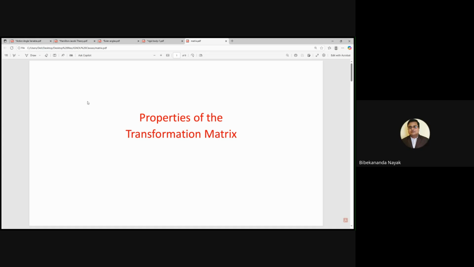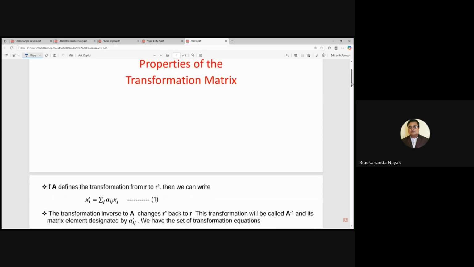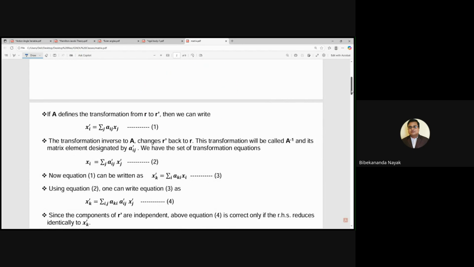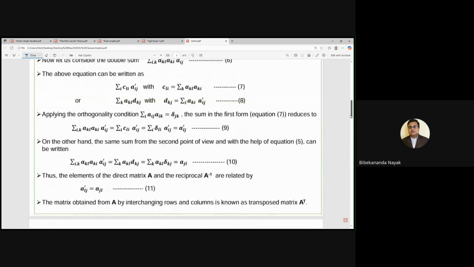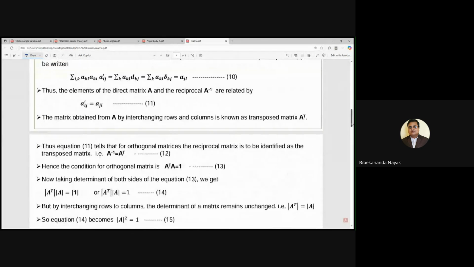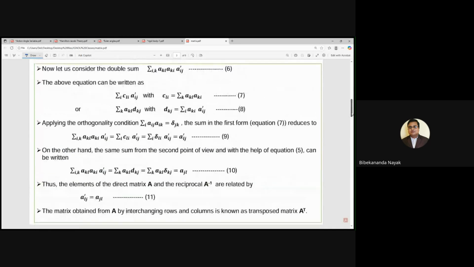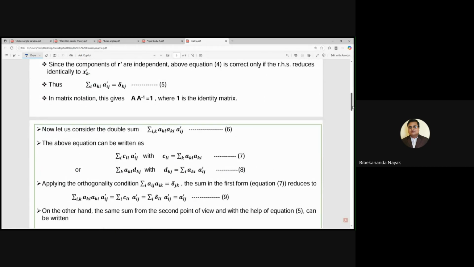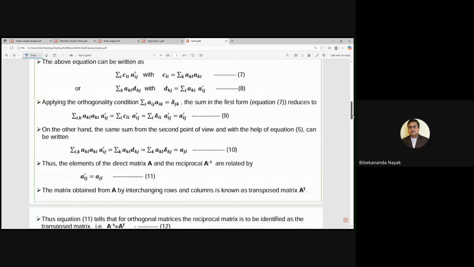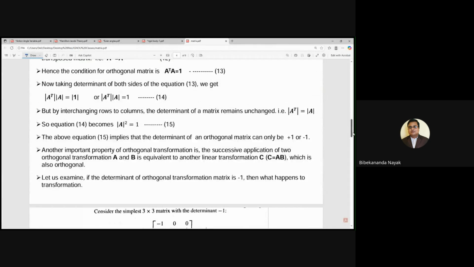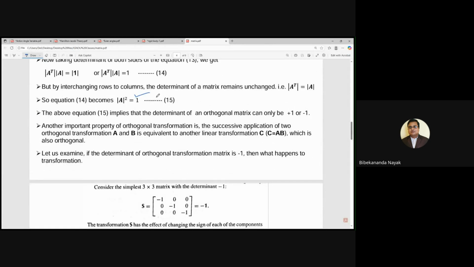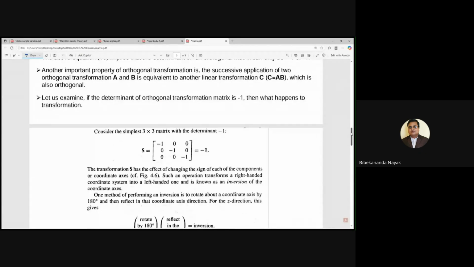Yes. Next we go for the properties of the matrix, which is very useful. You also know most of the properties of the transformation matrix. What we already discussed is the orthogonal transformation, A transpose A is 1. I am not repeating that. Another, A transpose A is 1, A square is 1. Okay, determinant of A is plus 1 or minus 1.